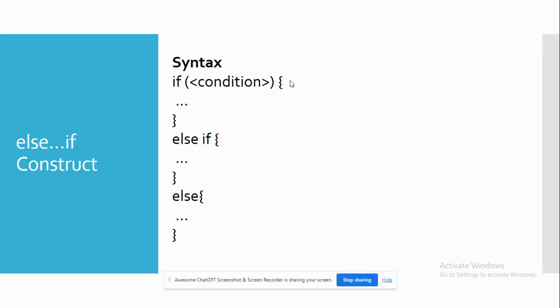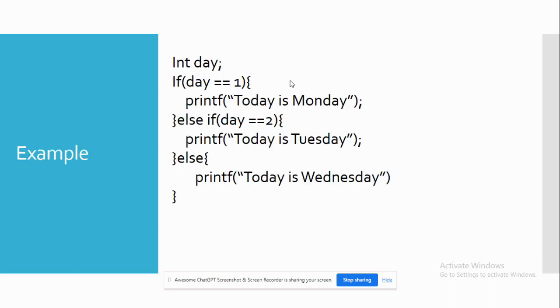We equally have the else if construct, which is used when we want to test multiple conditions. For the syntax of the else if construct, we have if condition and then the block of code or the statement to be executed, then the second condition, depending on the number of conditions that you want to implement. So we have the else if, we can have as many else if as needed. And then lastly, we have the else part. So this is the syntax of the else if construct.